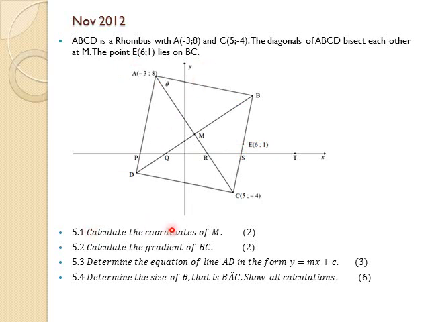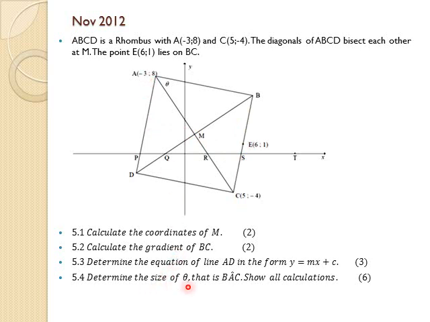So 1, they want us to calculate the coordinates of M. If they're bisecting, that's a midpoint. Then they want the gradient of BC. Take note, they didn't give me the coordinates of B. But B, E, and C are collinear, so I can use E and C. Determine the equation of the line AD. This is a rhombus, so AD is parallel to BC, so I'm going to get the gradient for AD from BC, then substitute A in.